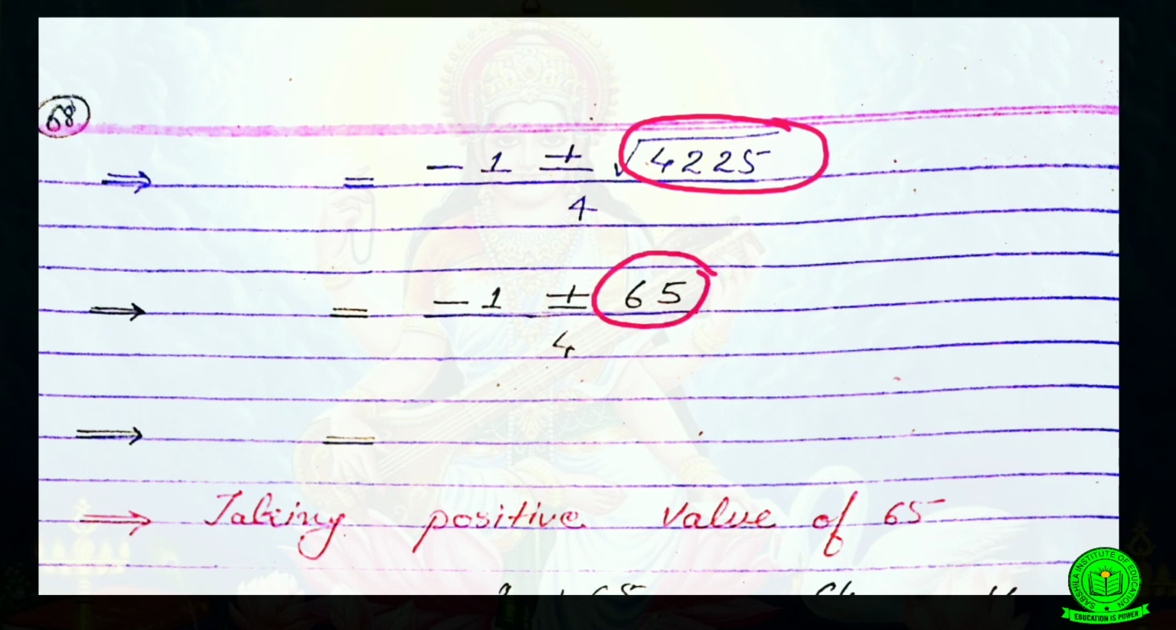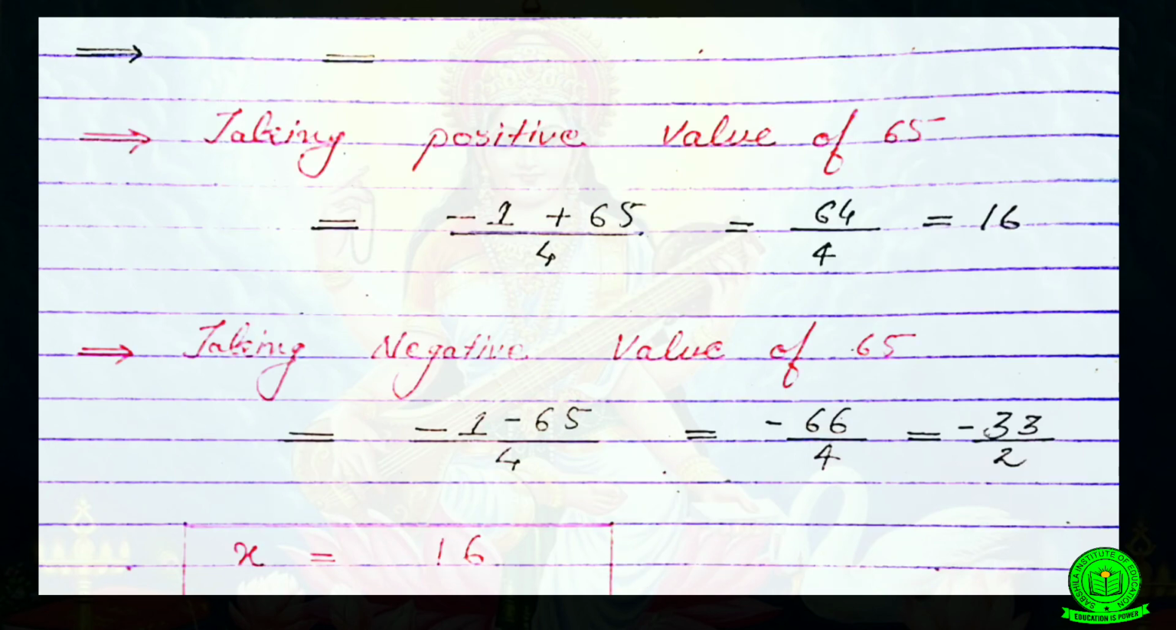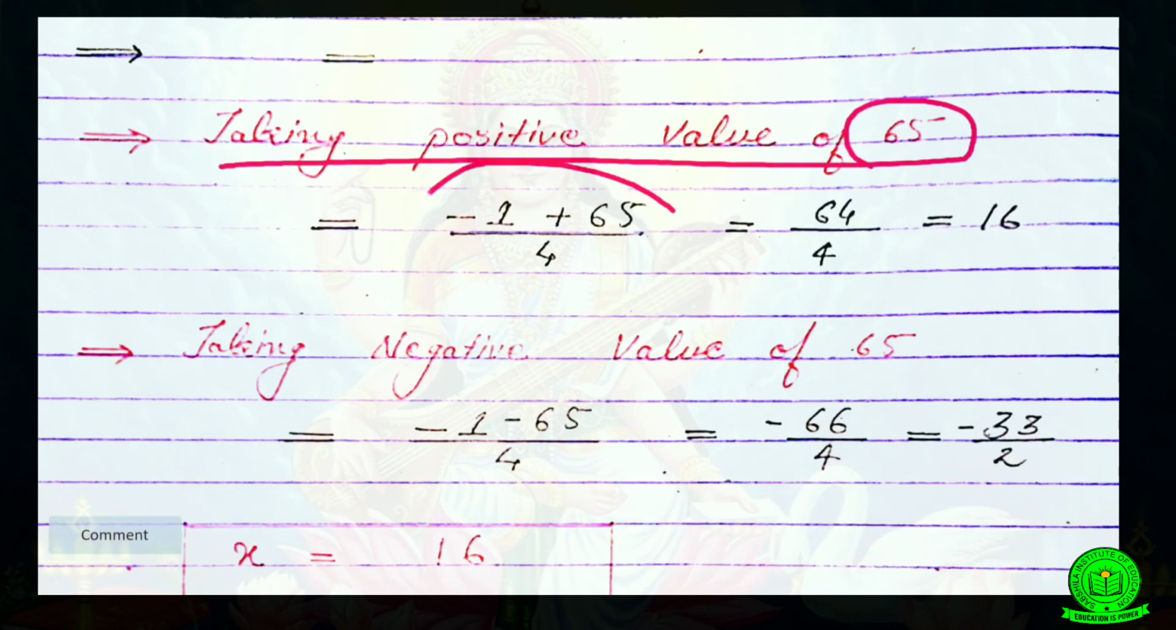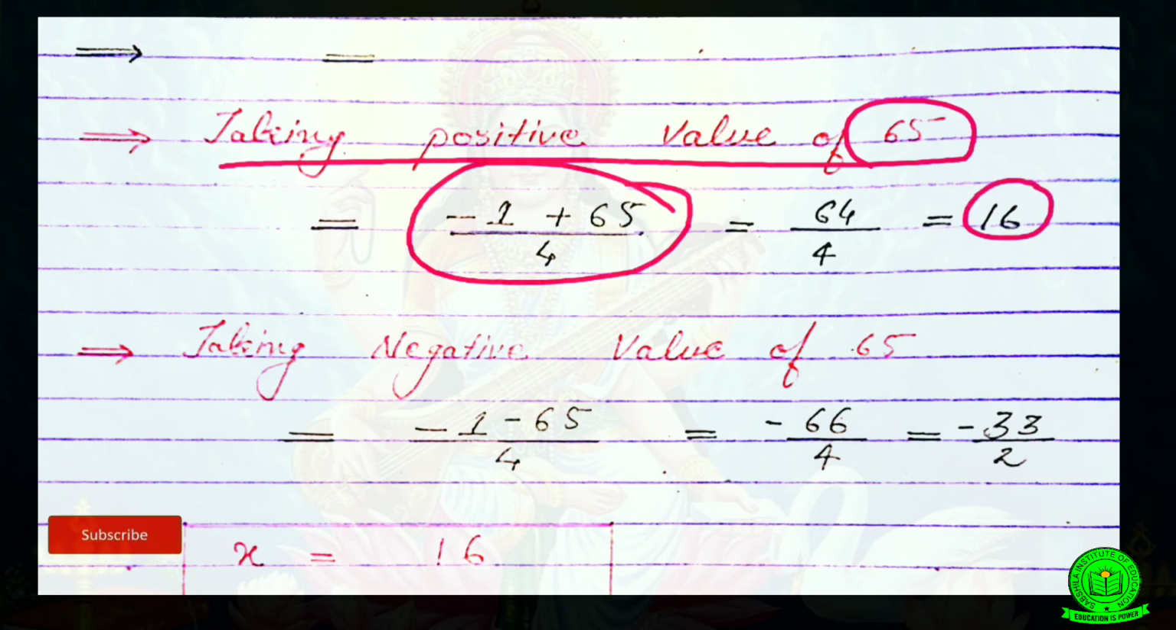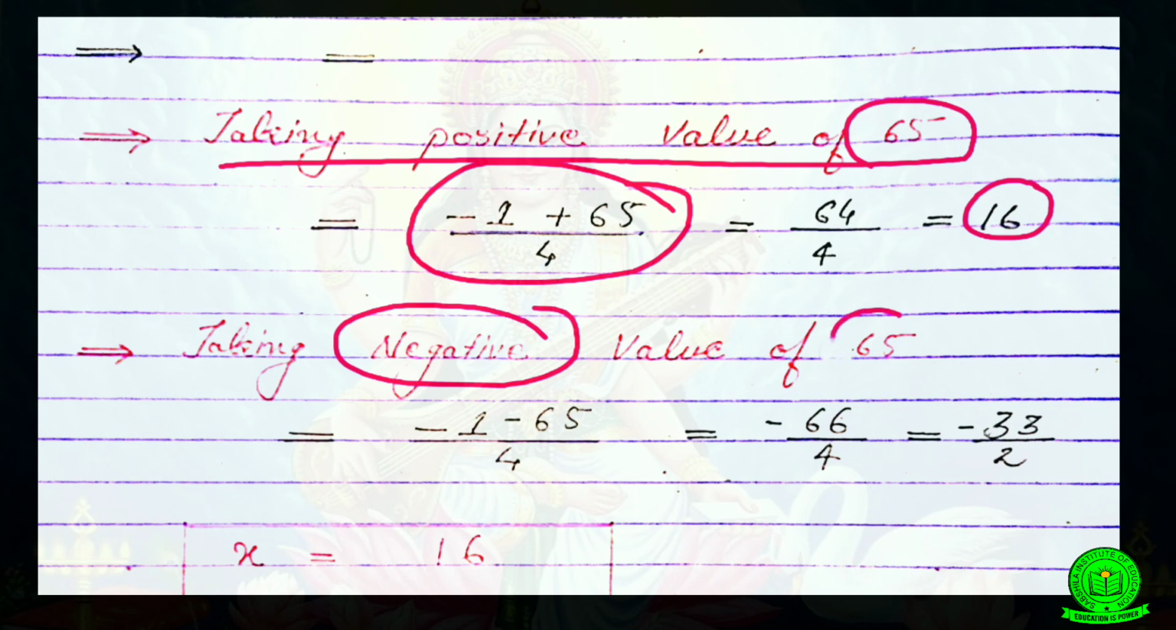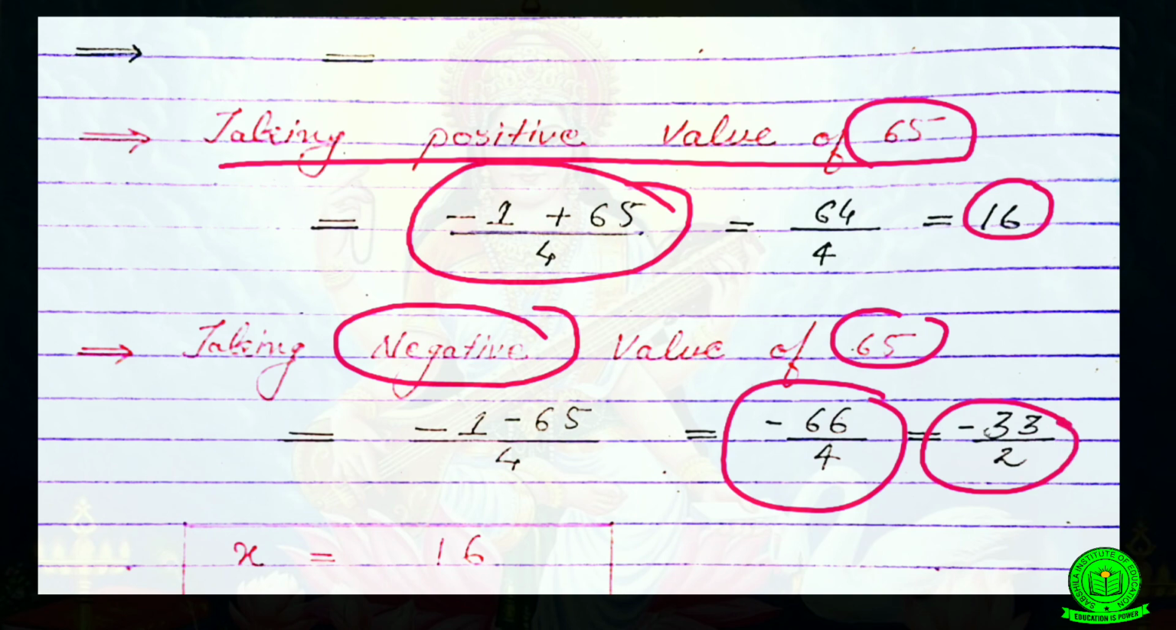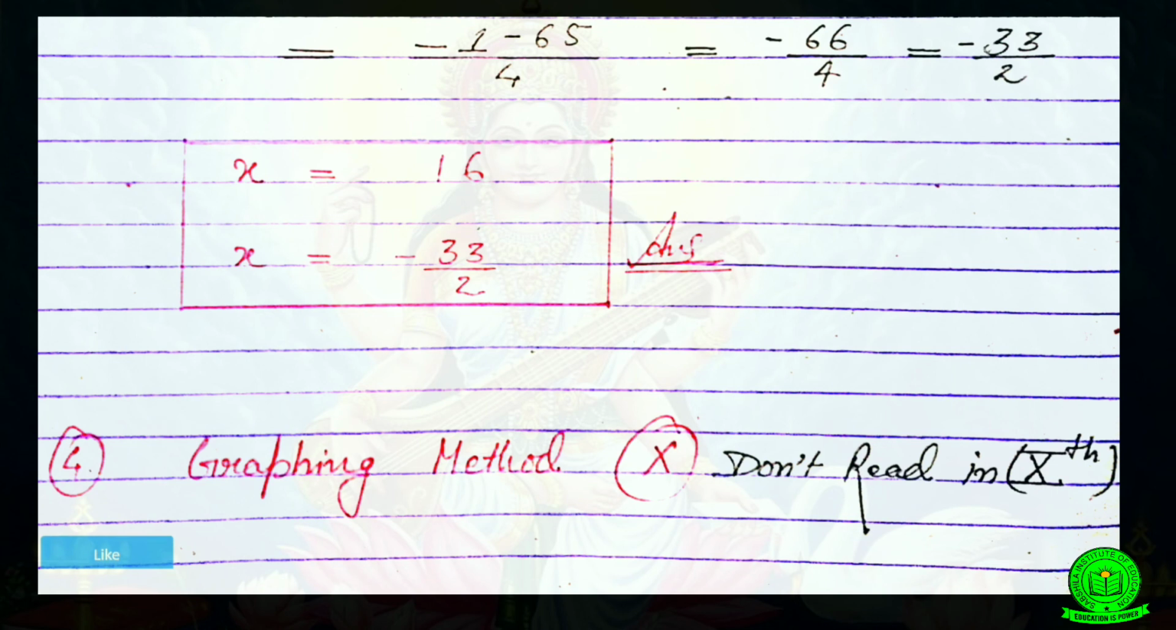As I have told you, we write two values of any root, that is plus and minus. Okay, now taking the positive value of 65, if you solve, you will get 16. If you take the negative sign of 65, then you get minus 66 by 4, and if you solve, you will get minus 33 by 2. We have got two values of x, that is 16 and minus 33 by 2.